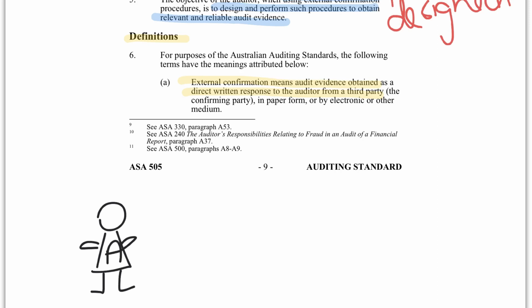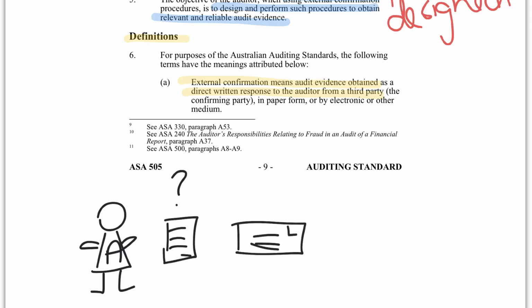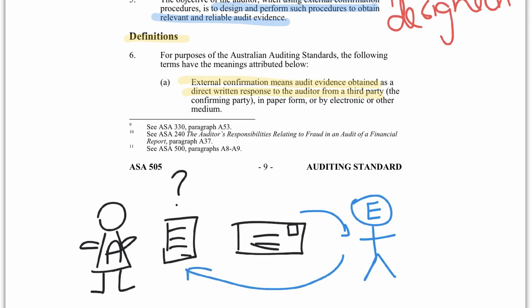This is our auditor. Our auditor writes a little letter addressed to the third party, asking, can you please confirm some information to me? That little letter goes off in the post, and then our external party, so let's put a little E there, receives the letter, reads it, and sends something back to the auditor to confirm.